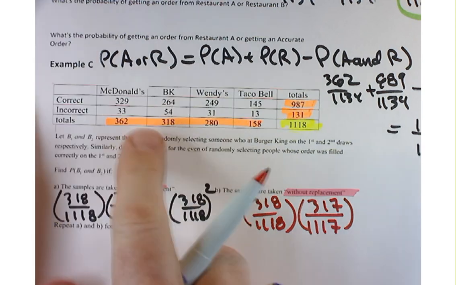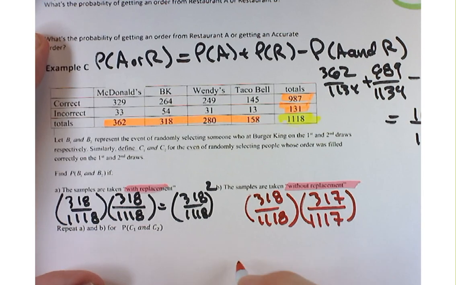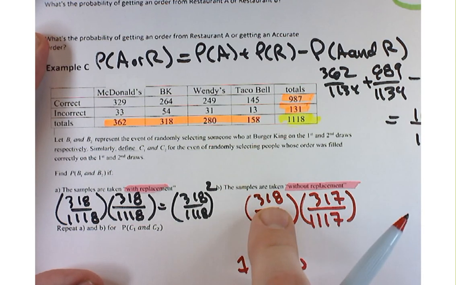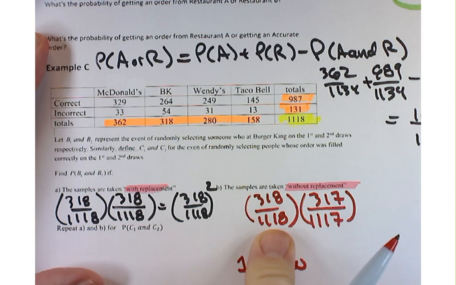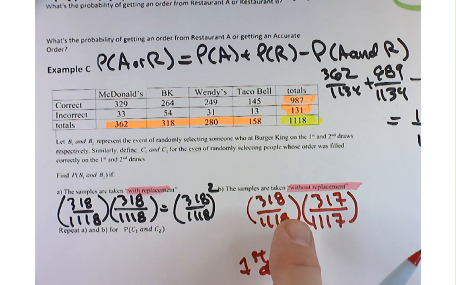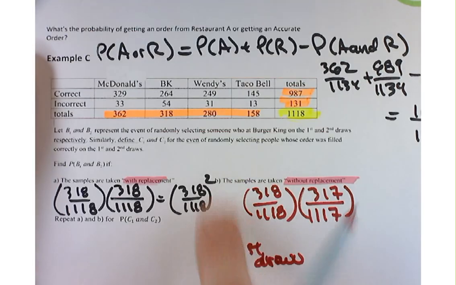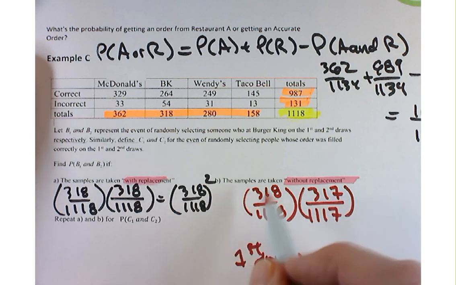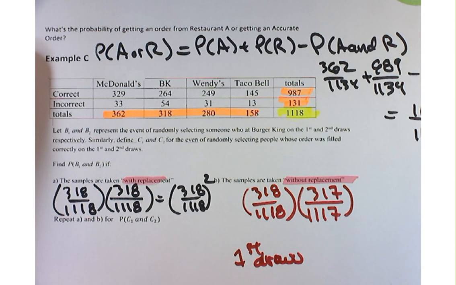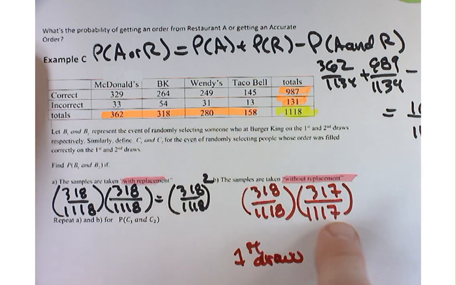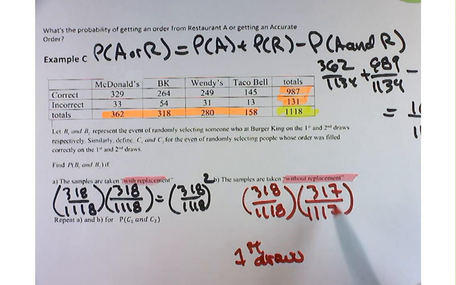Yeah, so on this first draw, we said there's a 318 out of 1,118 chance of picking somebody that ate at Burger King. So you got lucky on the first draw, so you're taking one out of the numerator, because there's one less person in the pool that ate at Burger King. And there's also one less person overall, because you took somebody out of the overall pool. So that's why.